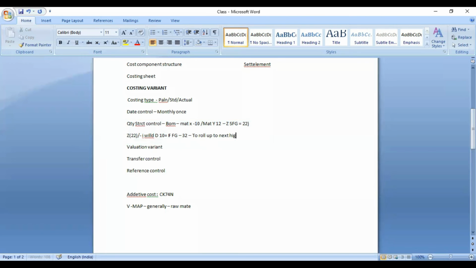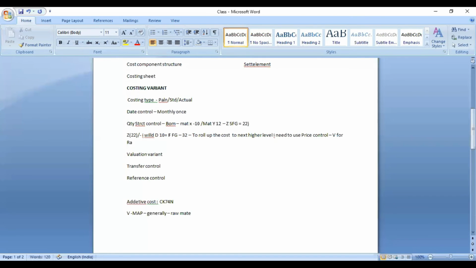Yeah, that means here there is one very simple thing: roll up the cost to the next higher level. In this functionality, I need to set this price control for materials.